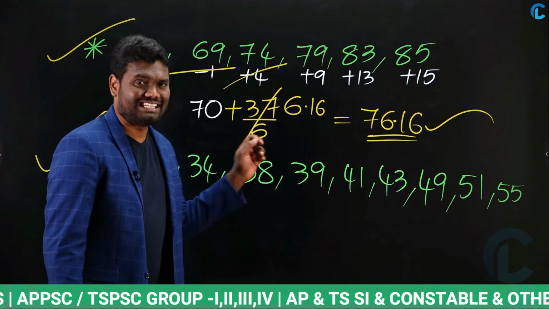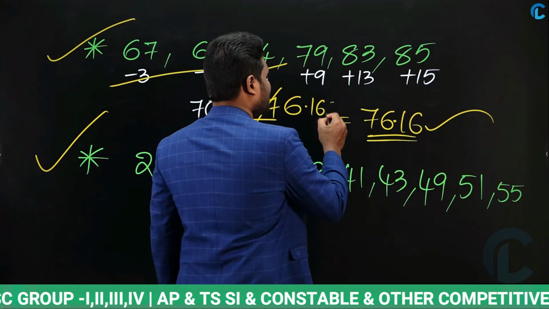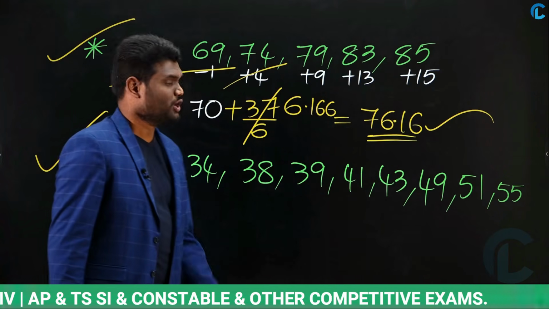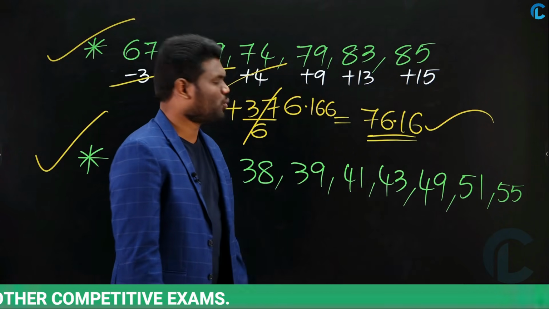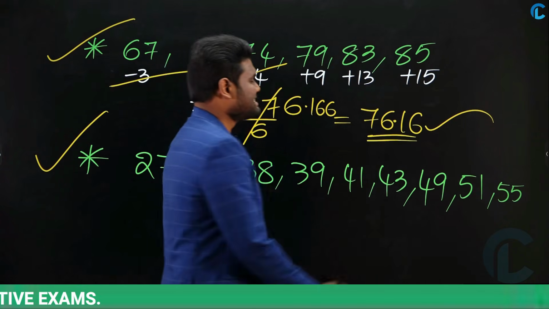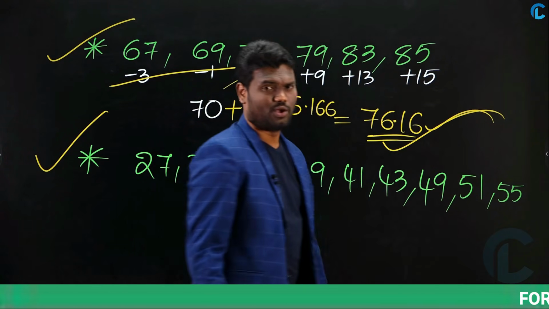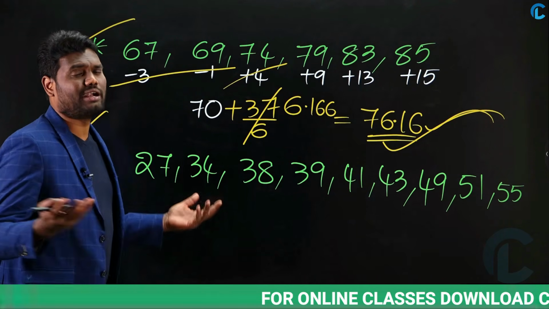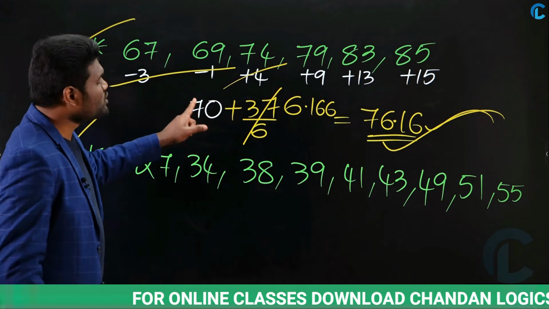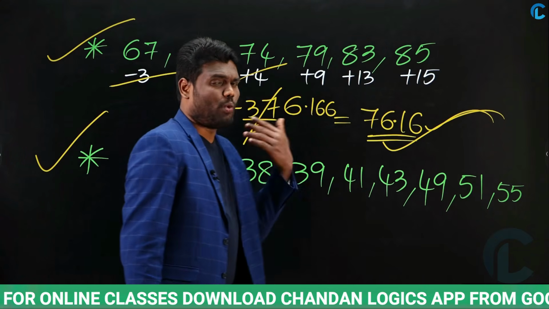1 by 6 is nothing but 16.66%, which is 1.666. So I can say that the average is going to be 70 plus 6.166, which is nothing but 76.16. Very, very simple. If you want, you can assume it as 80 also. Even then you will get the same answer. Don't worry. You can assume 80, you can assume 75, whatever it may be.